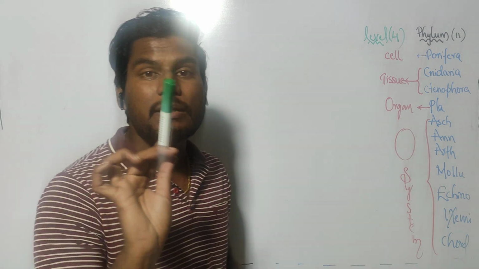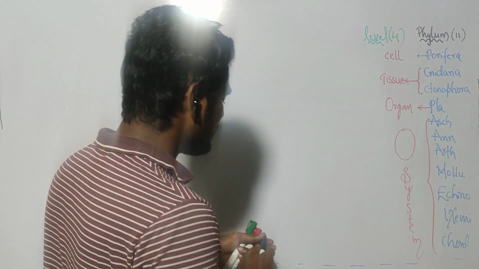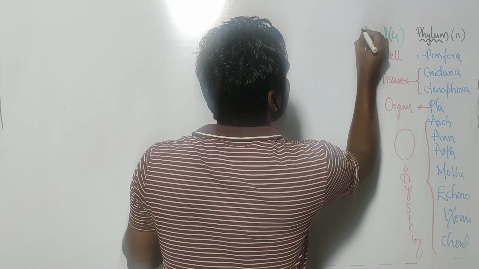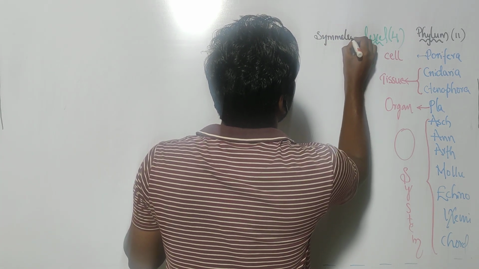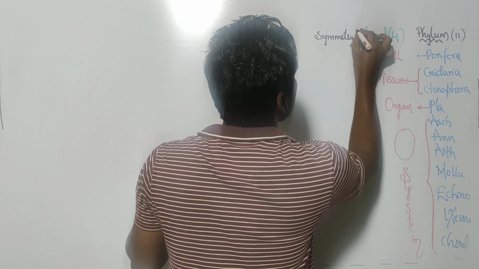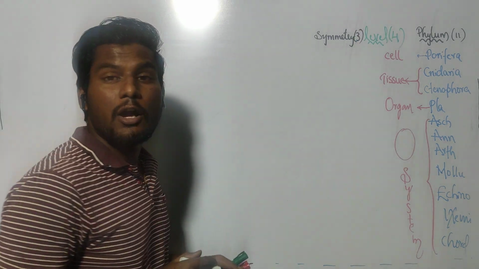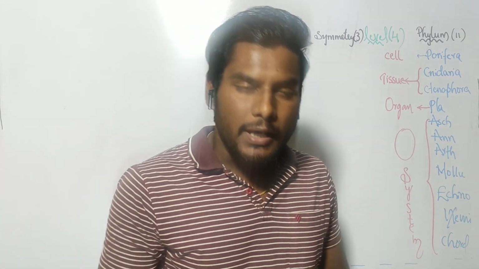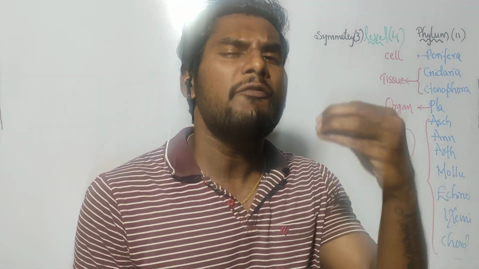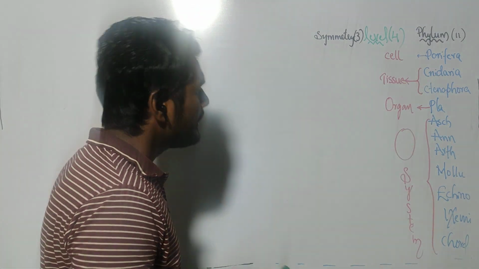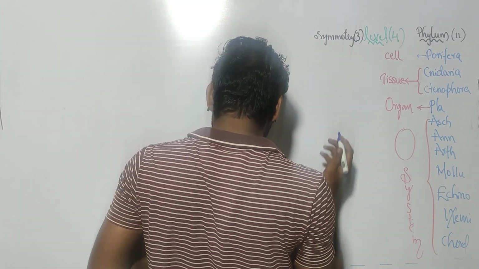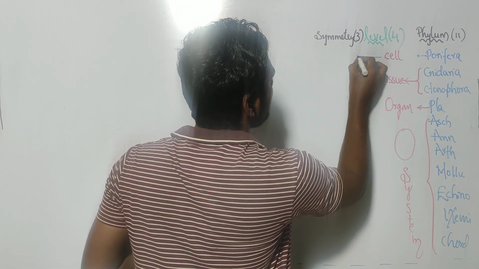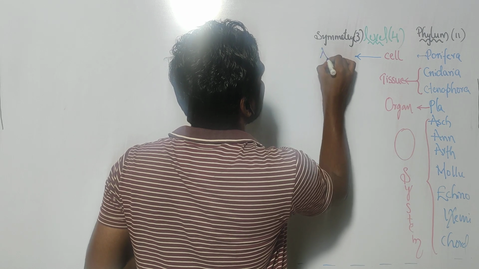After level is what? Symmetry. You know the definition for symmetry. How many types of symmetry? 3 types of symmetry. When you cut the organism, it has to be divided into 2 equal halves. If it is not dividing, asymmetry. Asymmetry is seen in which phylum? Asymmetry is seen in Porifera. Means which level? Cellular level. Asymmetry.